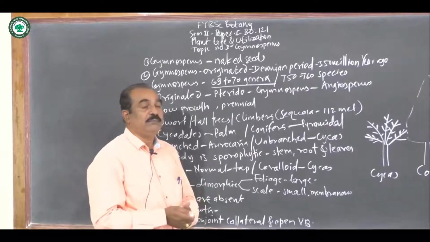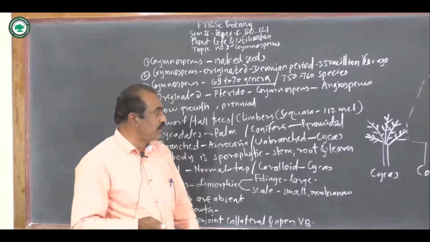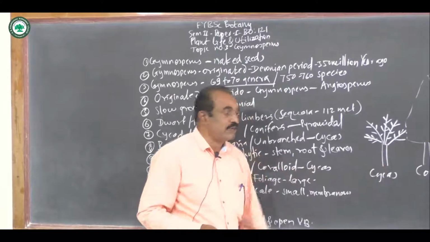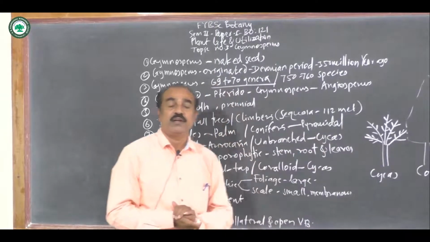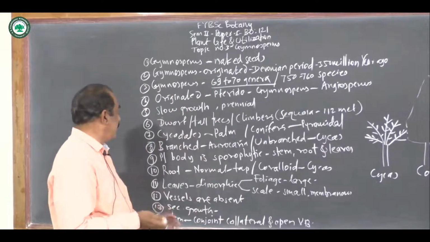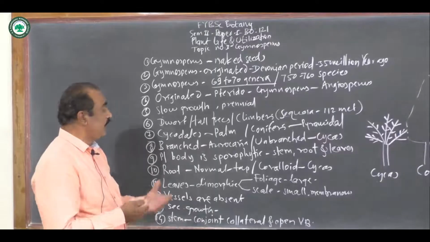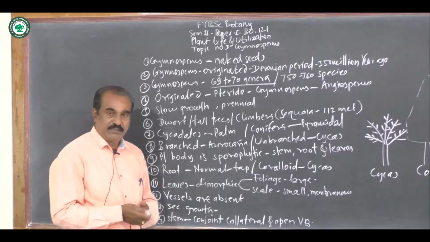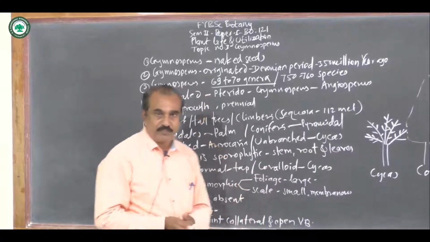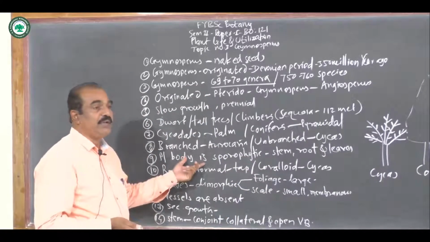Now, unbranched structures are also there. For example, in the cycas plant, there is no branching. There is only one main trunk, and above this trunk, there is a crown of leaves, and the leaves are pinnately compound. Now the plant body is sporophytic in nature, and it is divided into stem, root and leaves. So it is dominant in its life cycle.